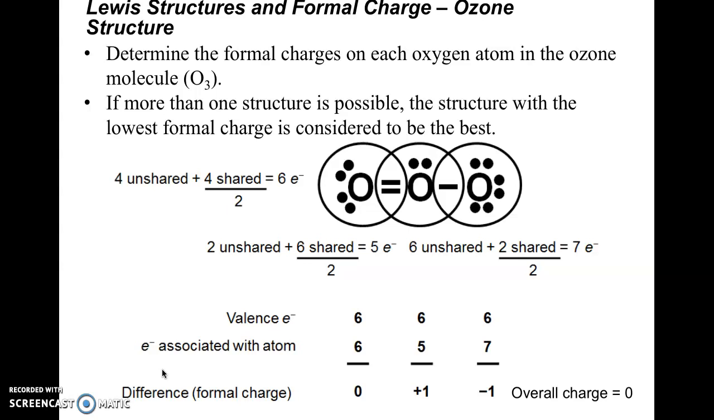So the oxygen on the left has a formal charge of 0, the one in the middle is +1, the one on the right is -1. So the overall charge is 0, and it's very important that that overall charge matches the actual charge on the molecule, which in this case is neutral.